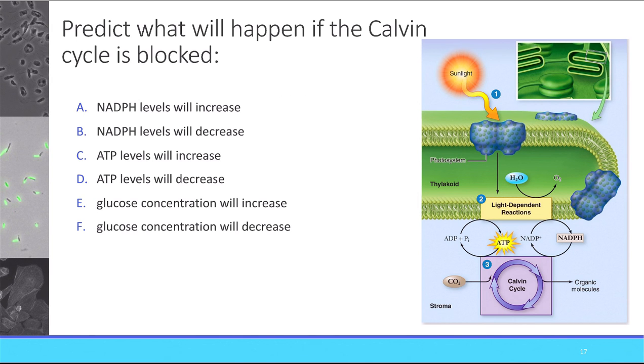Our next practice problem is more of a prediction type, an application question. I'm asking you all to predict what would happen if the Calvin cycle is blocked. Essentially, what if we can't do the Calvin cycle? Maybe something is broken, maybe we have no RuBP, or one of the enzymes, perhaps Rubisco, has a mutation in it. What do you think will happen if the Calvin cycle is blocked?